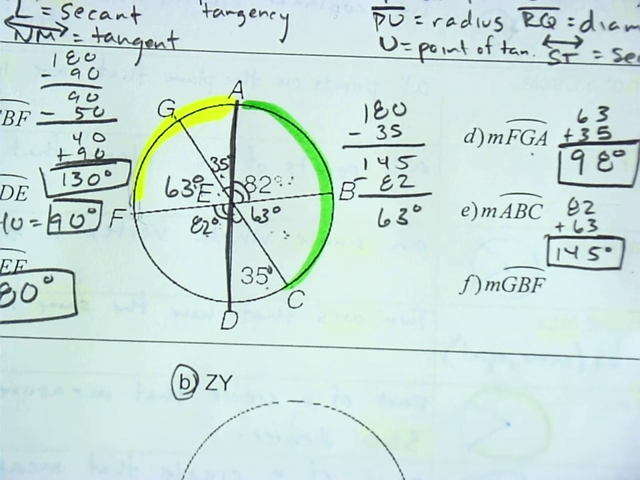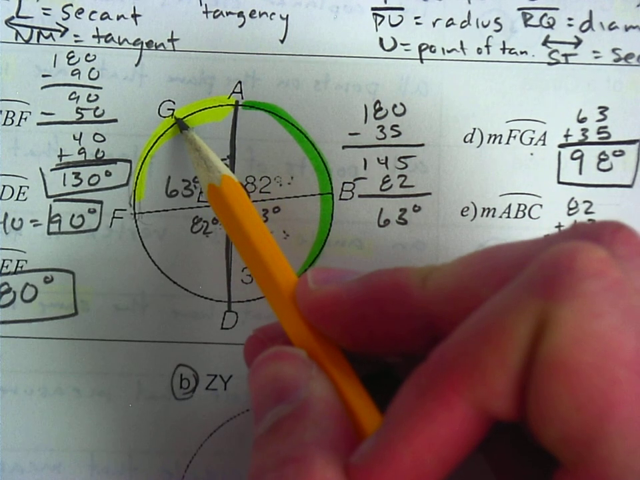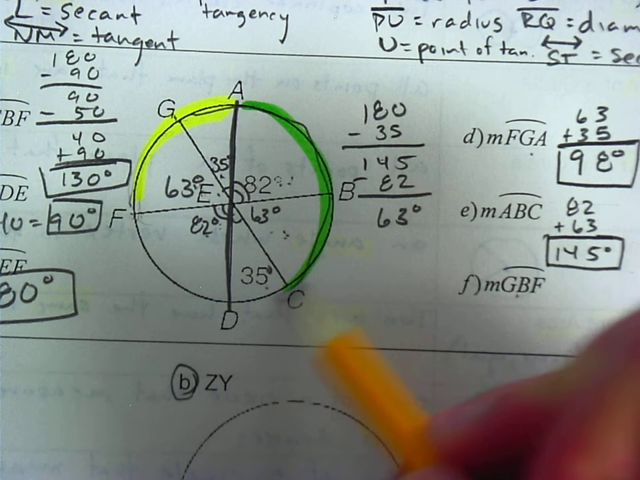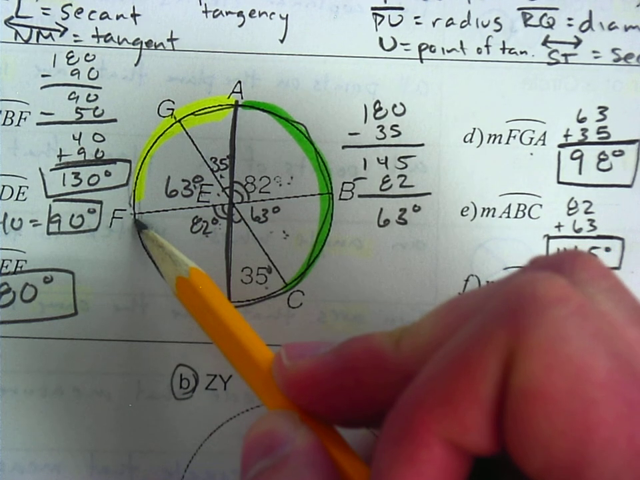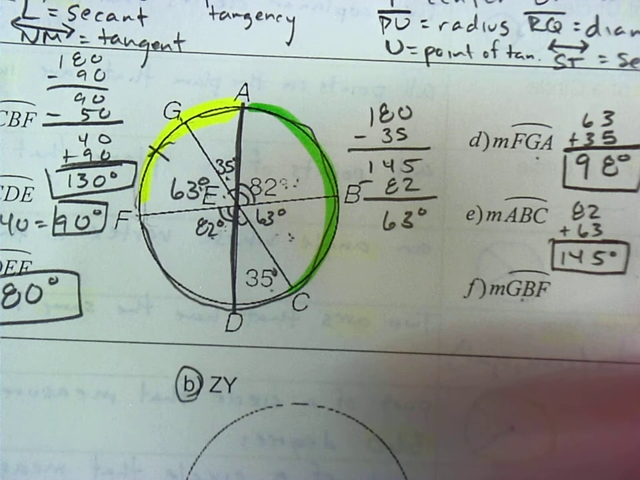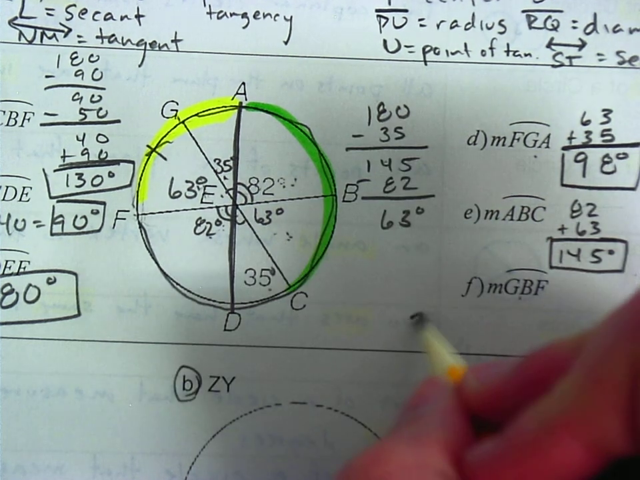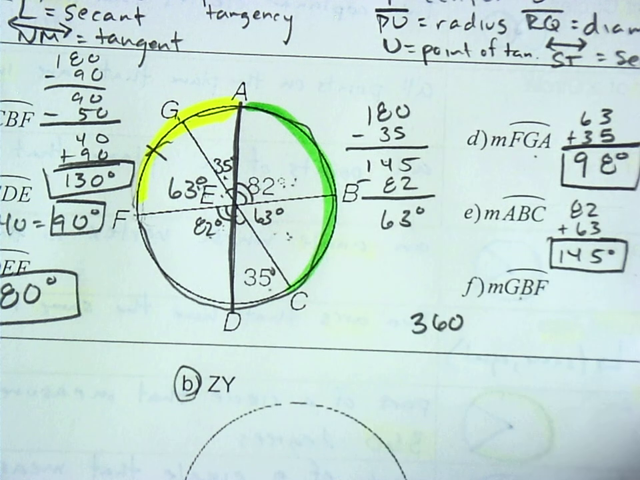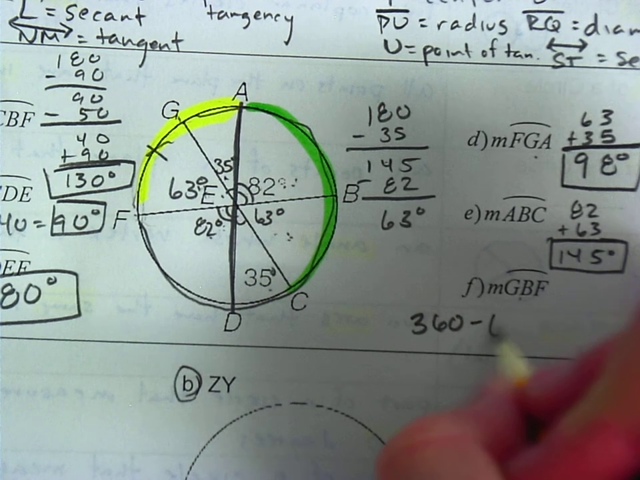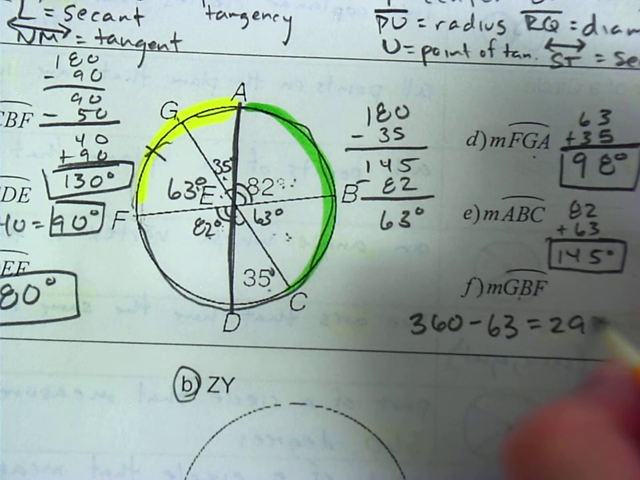And then last but not least is GBF. Starting at G, going through B, and ending at F. So almost the whole circle except for this part. We just don't want this arc right here. Well, we know that a whole circle is 360. And if we don't want this part, we'll just subtract it out, minus 63. And that's going to give us 297 degrees.